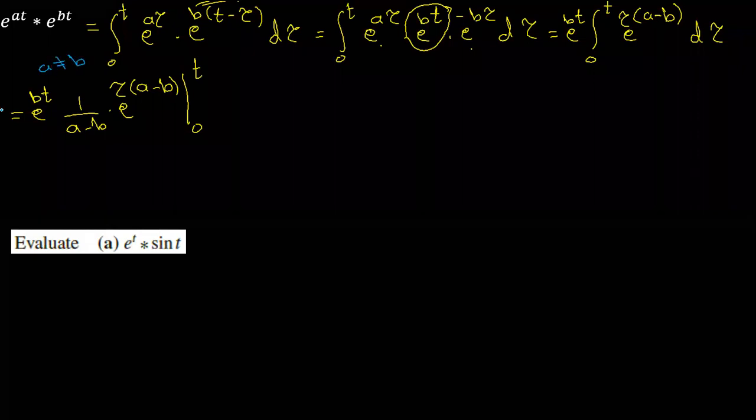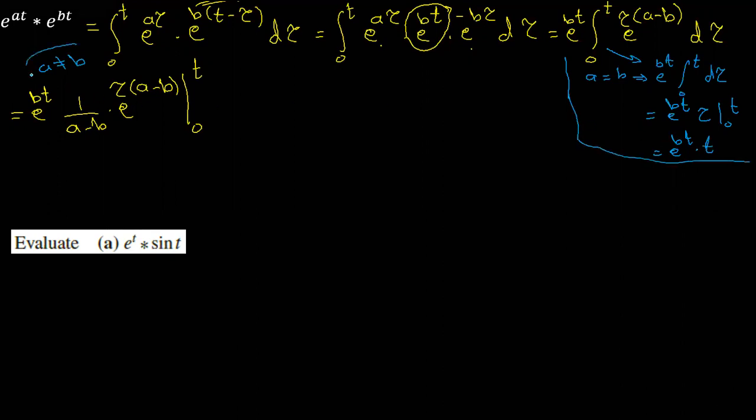Professor, if my a equals b, so here I'm going to write, if a equals b, this integral will be e to the bt times the integral from 0 to t. My a is b, so I have e to the 0, which is 1, so I have d tau. And now this will be e to the bt times tau from 0 to t. Plugging in, it equals e to the bt times t. This is in the case a equals b. But in the case a not equal to b, I'm going to continue here in yellow.